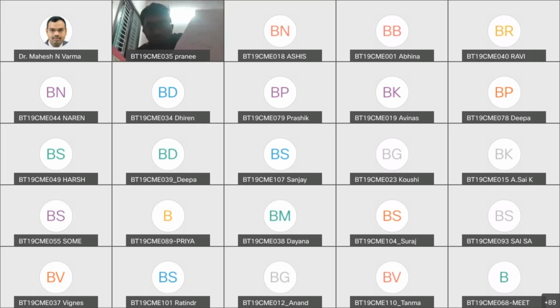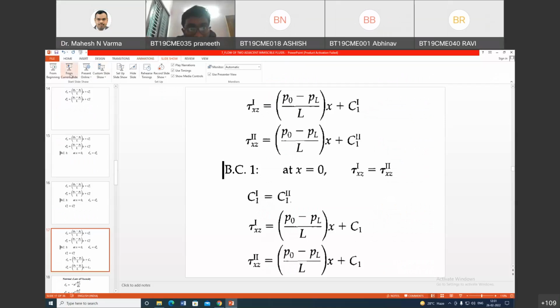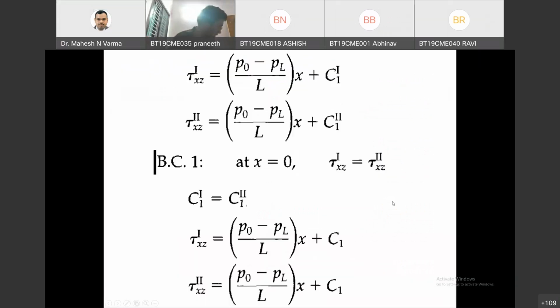What was the question and what is your answer? What is the velocity profile for this one? Wait. Velocity profile for phase 1 equals to... Anybody got this velocity profile?